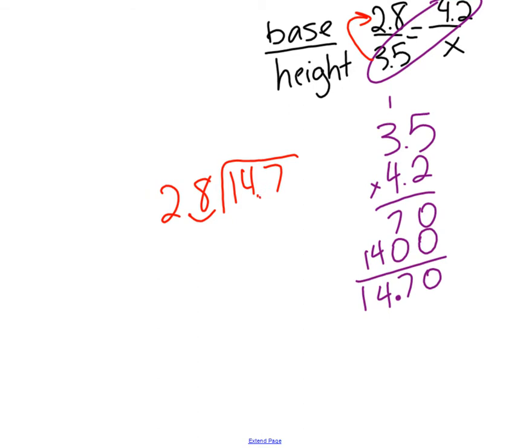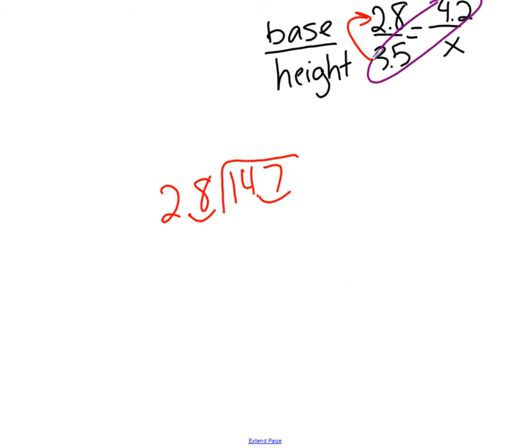Since we don't want to divide by decimals, we move it over. So we say, how many times can 28 go into 147? I'm going for 4. 5. 4. 5. 7. Hopefully we wrote this down.